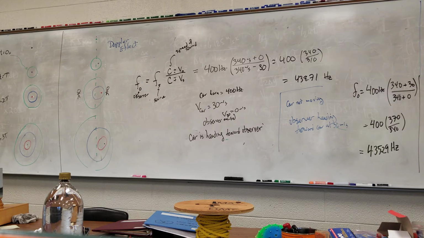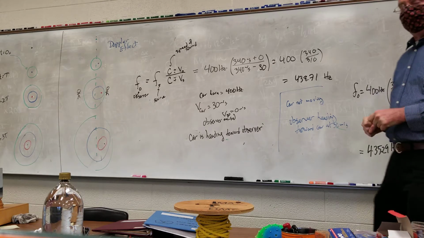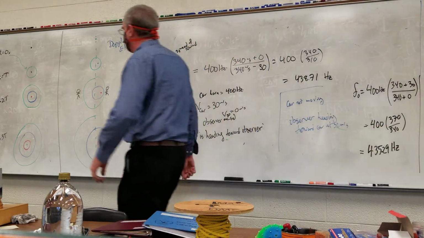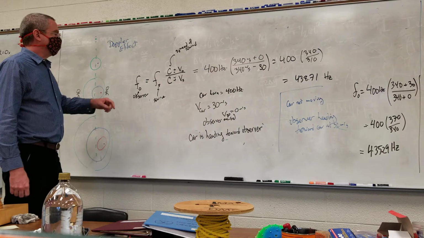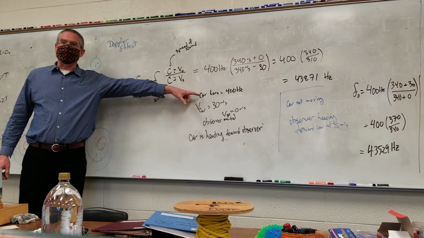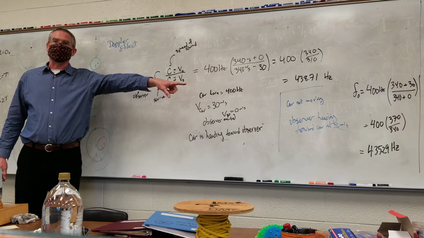In 133, 151, and 251, we would derive this formula, but I will not subject you to it. So why is the 30 on the top in one and on the bottom in the other? Because it really depends on which one's moving. Because in the first situation, the source of the sound was moving, and in the second situation, the observer was moving.